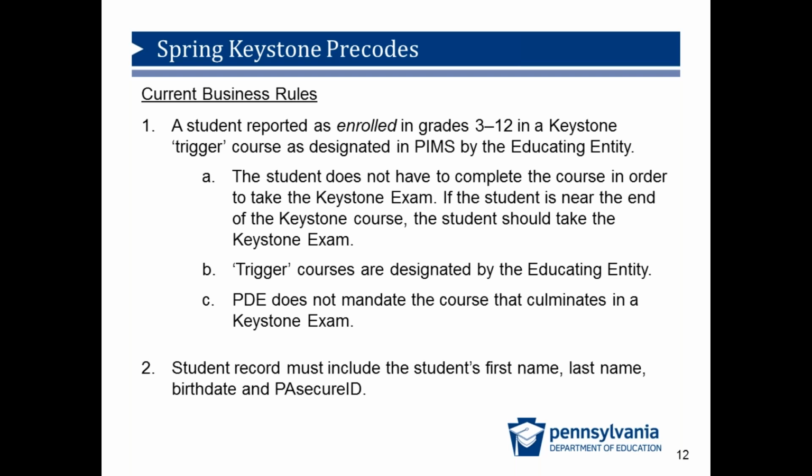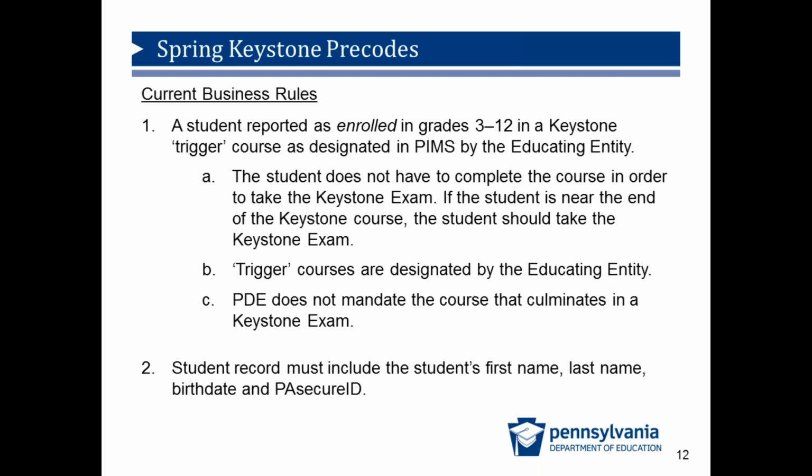Current business rule number 1. A student reported as enrolled in grades 3 through 12 in a Keystone Trigger course, as designated in PIMS by the educating entity. The student does not have to complete the course in order to take the Keystone exam. If the student is near the end of the course, the student should take the Keystone exam. Trigger courses are designated by the educating entity. PDE does not mandate the course that culminates in a Keystone exam.